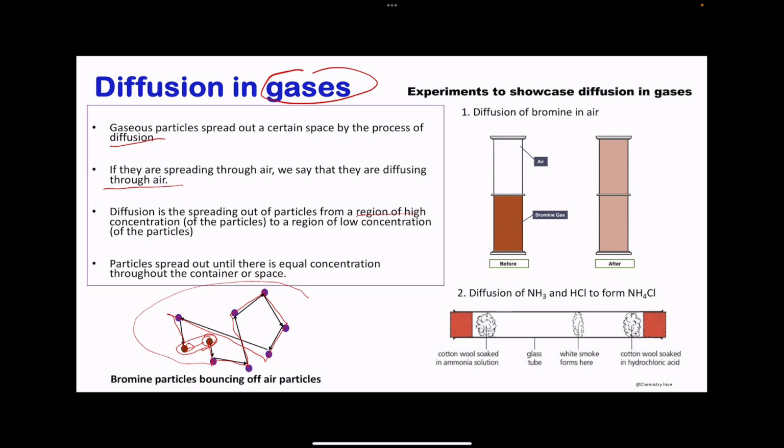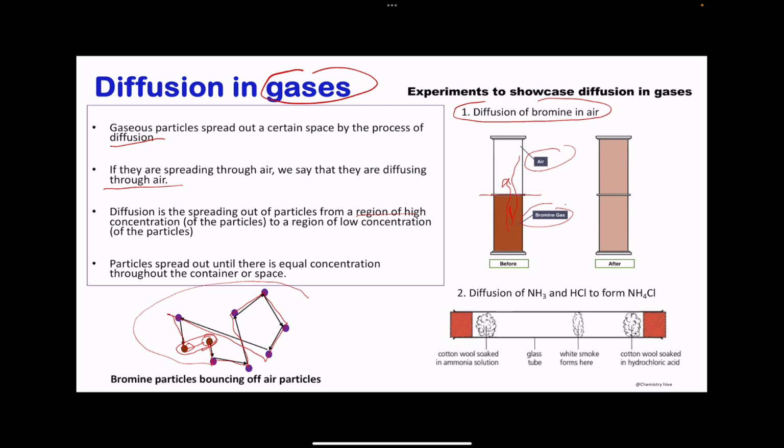Here we have two experiments to showcase diffusion in gases, and these are very common in the exam. The first example is diffusion of bromine in air. If we begin with bromine gas in the lower apparatus and just air in the upper one, but there is a material separating the two, if that material is removed, like in this case, then the bromine is going to diffuse into the air and the air is going to diffuse into the bromine.